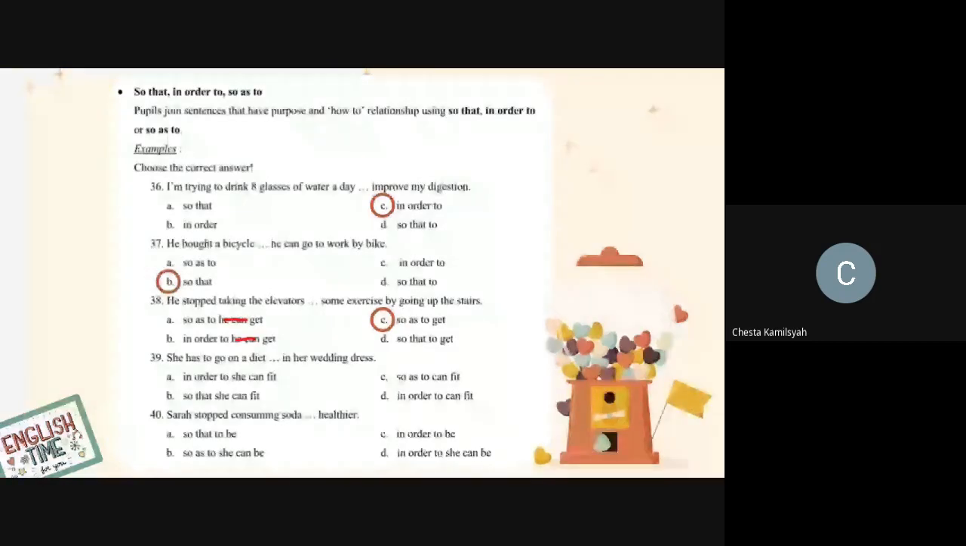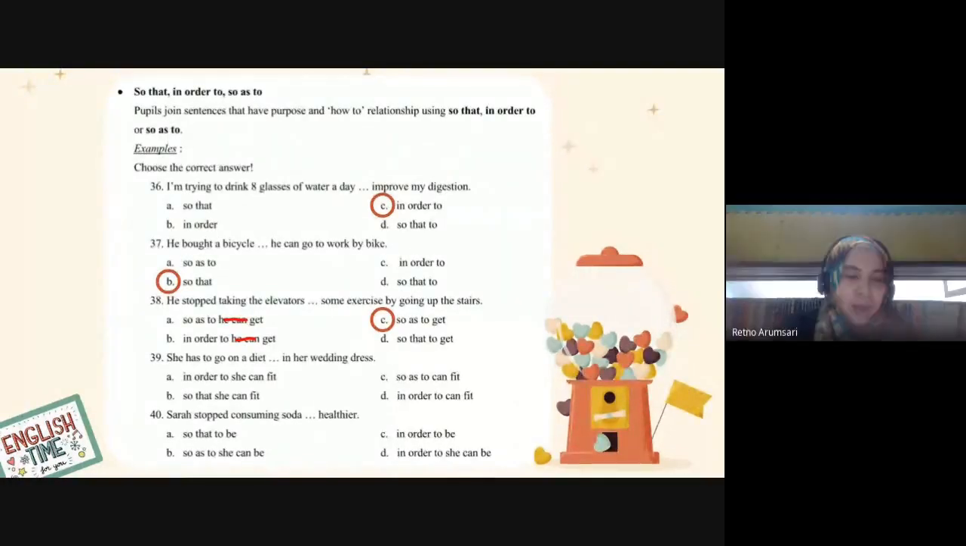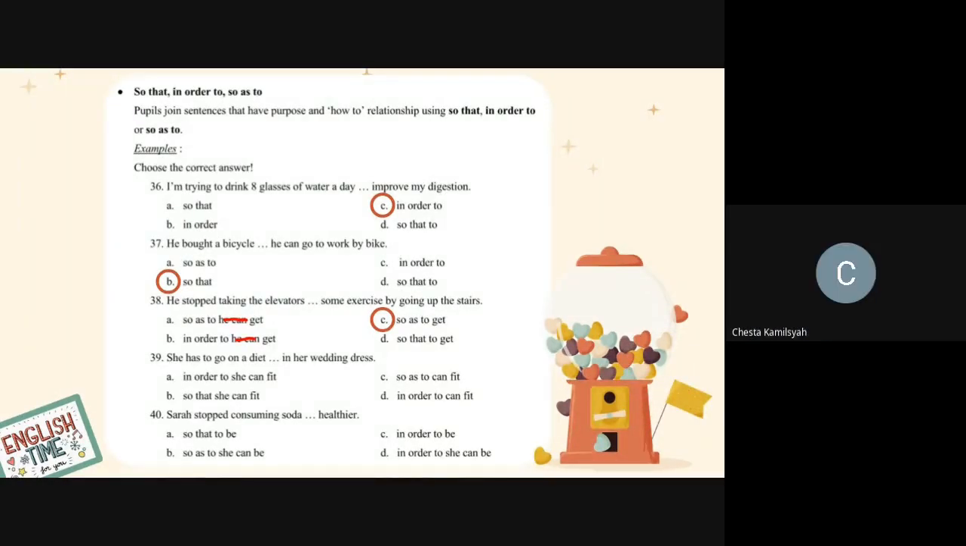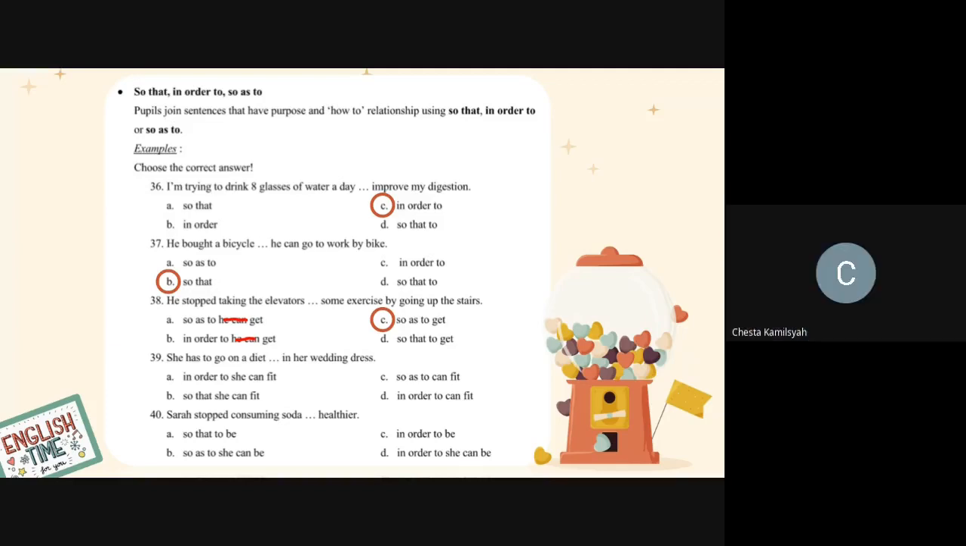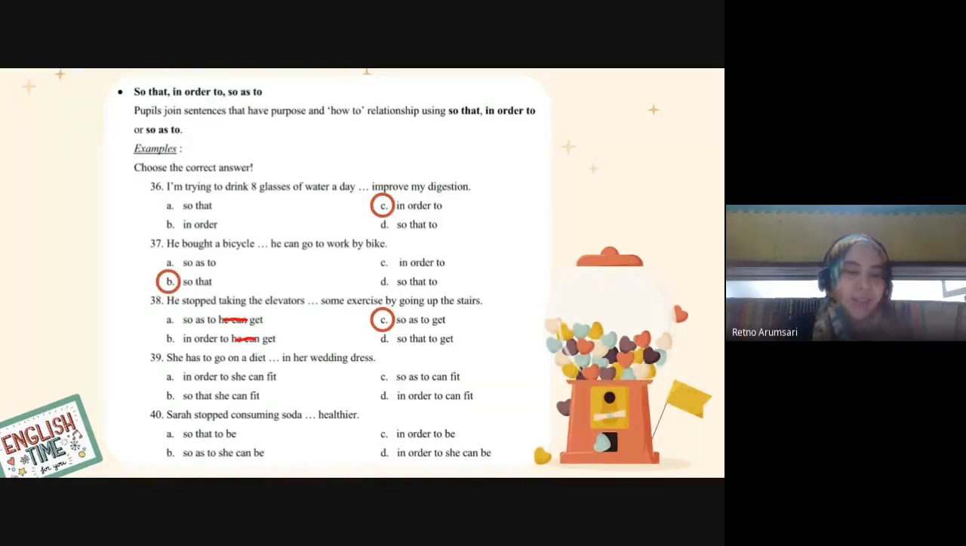She has to go on a diet in order to she can fit in her wedding dress. All right. "In order to she can fit in her wedding dress" is wrong. Why? Because after "in order to" is a verb one. You have to skip "can" too. Oh, okay. So the answer is "so that she can fit."